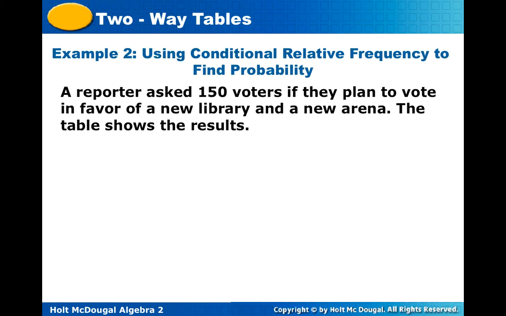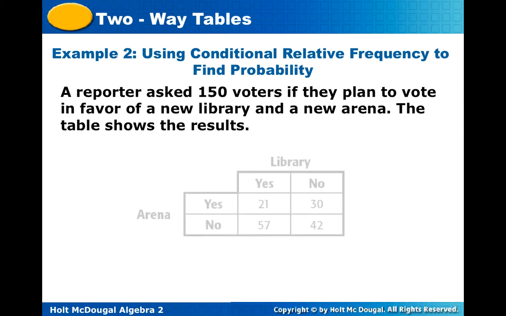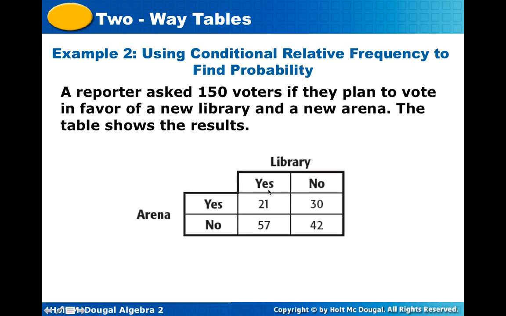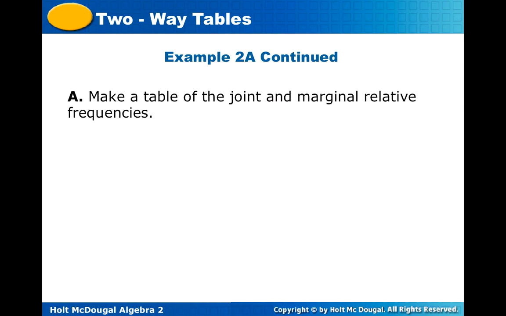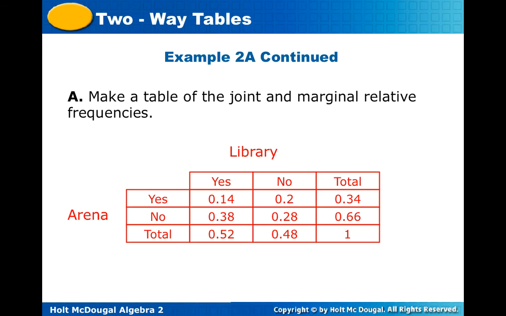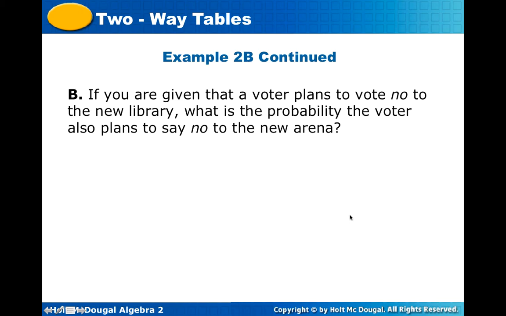You guys are going to give this one another try using conditional relative frequency. 150 voters were asked if they plan to vote for a new library and a new arena. 21 people said, yep, I'll vote for both of them. 57 said, nope, I'm only voting for a library. I only want some knowledge. 42 said, I don't want either. Those are my tax dollars. 30 said, yes, I'll take an arena. Who needs a library? So we've got to make our joint and marginal relative frequencies. Joint in the middle, marginal on the outside, like the margins of a page.